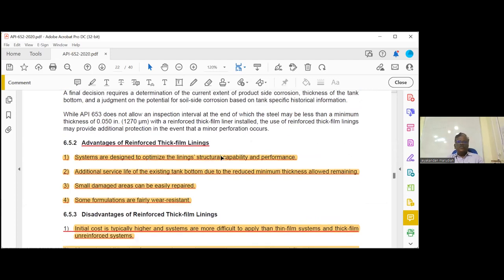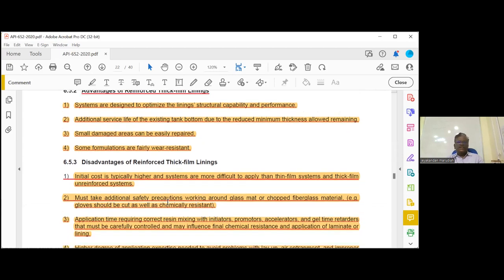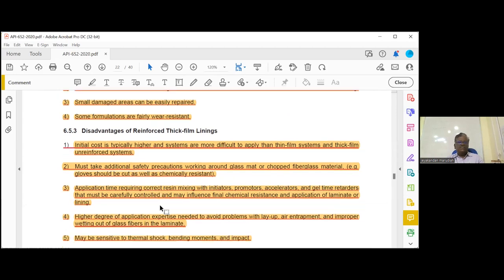Systems are designed to optimize lining structural capability. That is the advantage, additional surface life. Disadvantage: initial cost is higher and it is more difficult to apply. Must take additional safety precautions working around the glass mat or chopped fiberglass. Gloves should be cut resistant as well as chemically resistant.